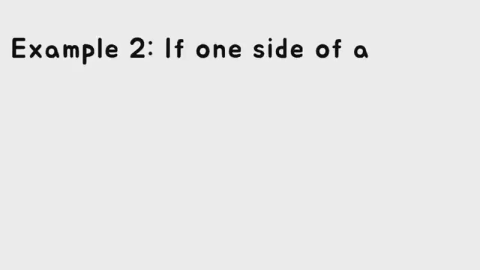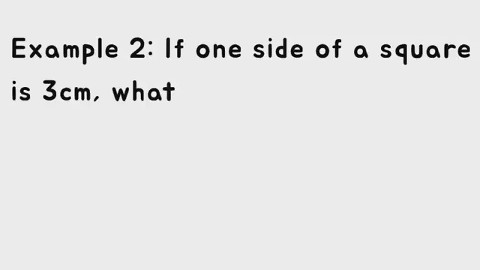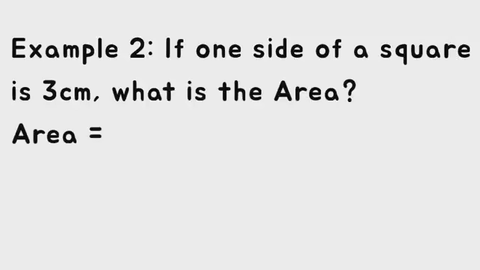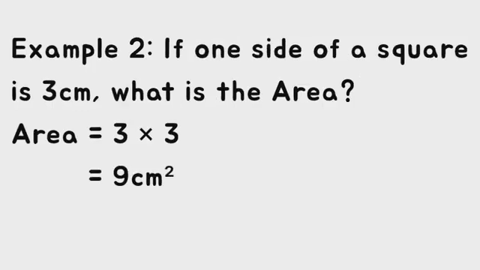Number 2, example on area of a square. If one side of a square is 3 centimeters, what is the area? Area will be what? 3 times 3. 3 times 3 is what? 9 centimeters square. So our answer is 9 centimeters square.